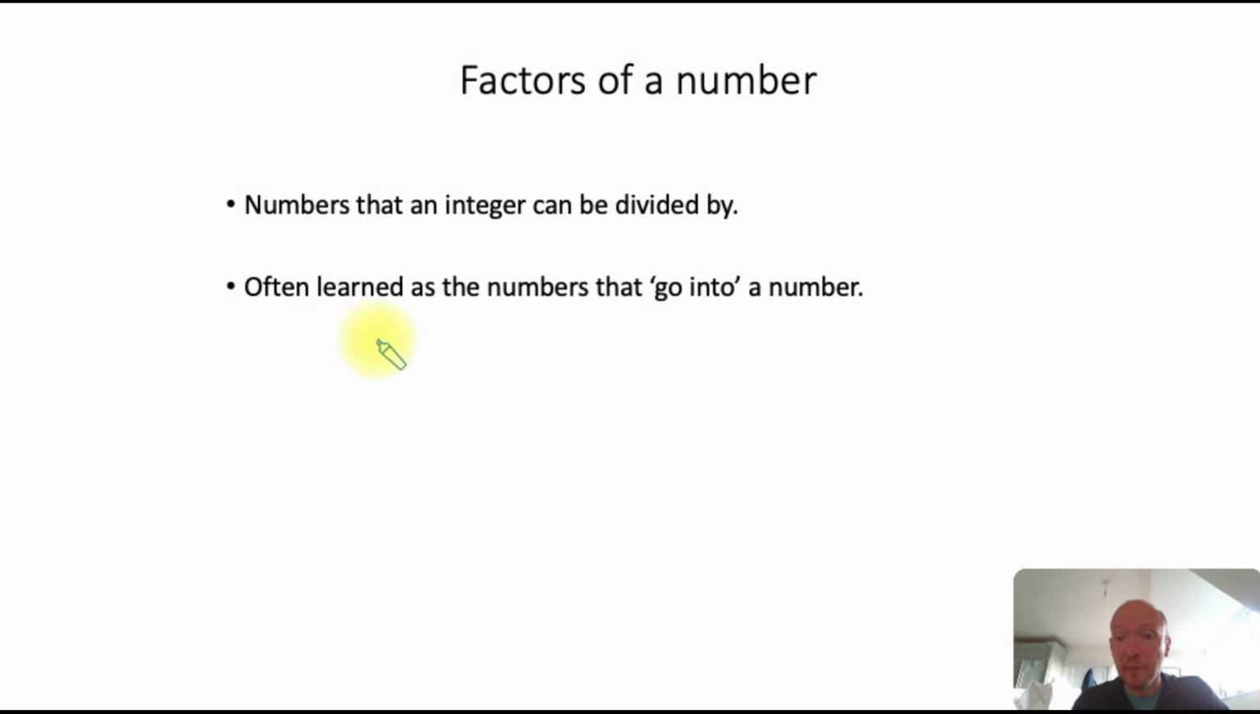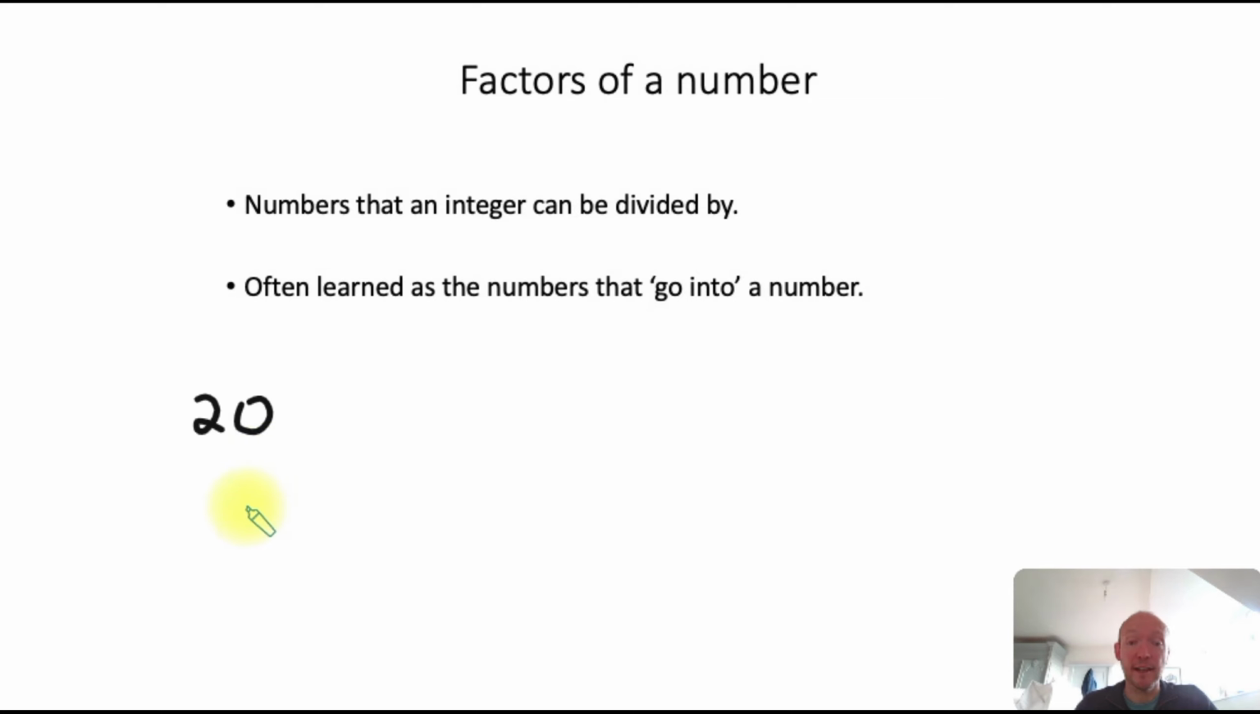Again, often learned as the numbers that go into a number. Mathematicians tend not to like that definition. It's a little bit loose, a little bit unclear. Students tend to love it, so you go with whichever version works for you. Right, okay, let's take an example. So if I wanted to find the factors of 20, then I'm looking for what numbers I can divide 20 by.